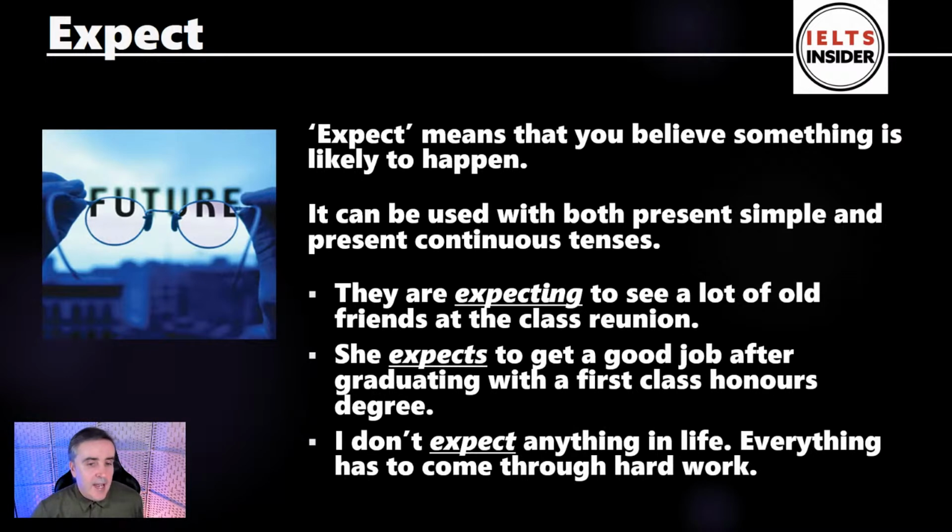We can use it with negatives as well. I don't expect anything in life. Everything has to come through hard work. So basically, you're saying here, I don't believe anything is likely to happen. The only way it's going to happen is if I work hard. So there's an example of how we can use expect in a negative sentence. We could also use that with the continuous: I'm not expecting anything in life. I'm not expecting.